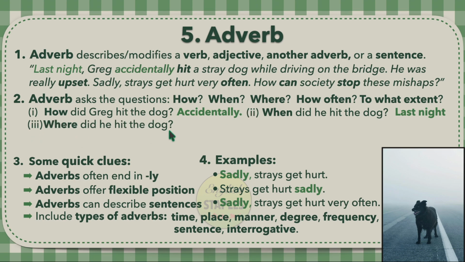Another question. Where did he hit the dog? It says last night Greg accidentally hit a stray dog while driving on the bridge. On the bridge. Where? On the bridge. That's where he hit the dog. This is a prepositional phrase. It's prepositional because the first word in this phrase is on. On is a preposition. And because it's a prepositional phrase that is acting like an adverb, telling us where the dog got hit.